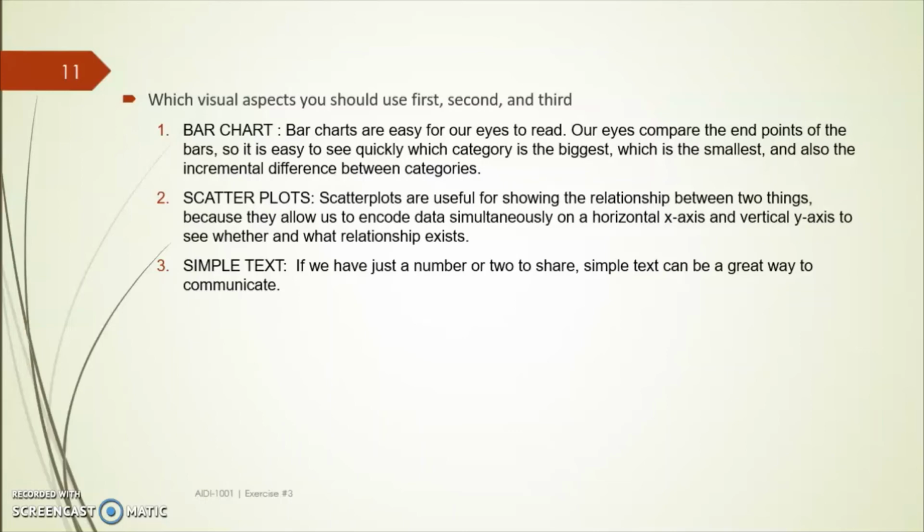Next, I will use a scatter plot. Scatter plots are useful for showing the relationship between two things because they allow us to encode data simultaneously on a horizontal x-axis and a vertical y-axis to see whether and what relationship exists. Next one I use is the simple text. If we have just a number or two to share, simple text can be a great way to communicate.